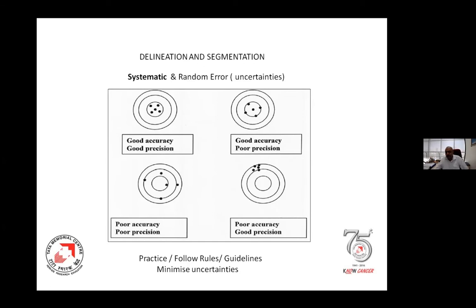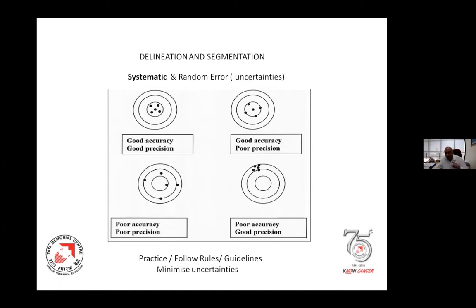So there are two types of uncertainties. One is systematic, one is random. So you can have a good accuracy, but a poor precision. So this is also not great. This is hopeless, and this is never desirable.